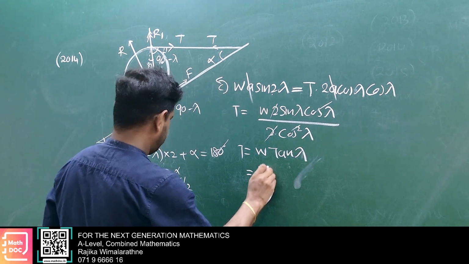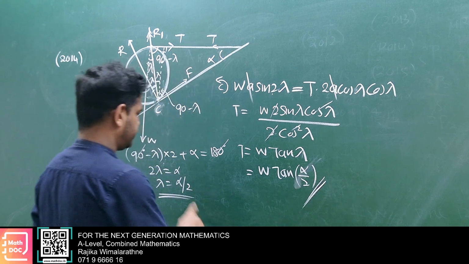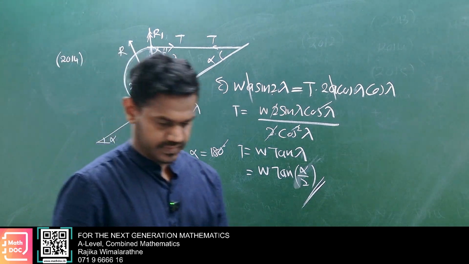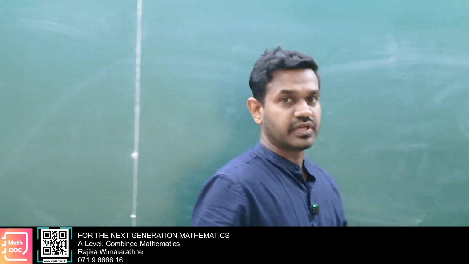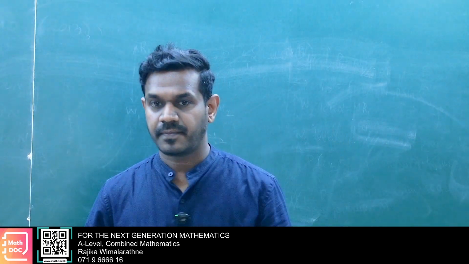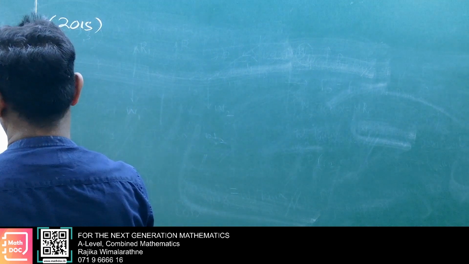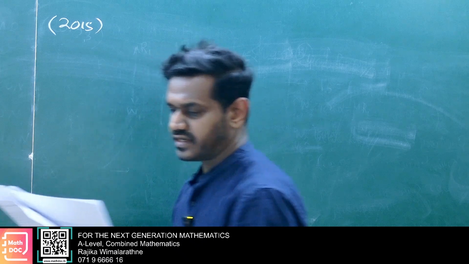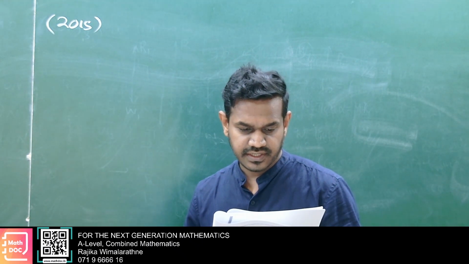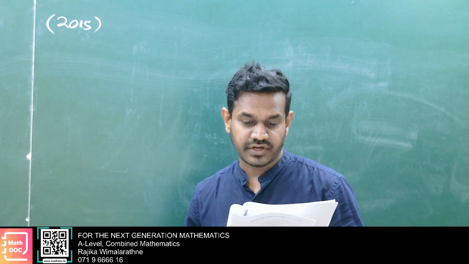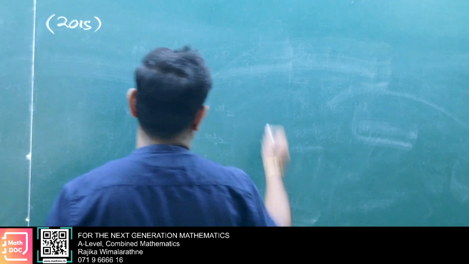Not given W tan alpha, 2 lambda equals alpha, no? Okay, then let's move to question number 2015 A-level question. Now here a uniform thin heavy rod rests on one end on a rough horizontal floor, other end against a smooth vertical wall. The rod lies in a vertical plane perpendicular to the wall, making an acute angle theta with the wall.